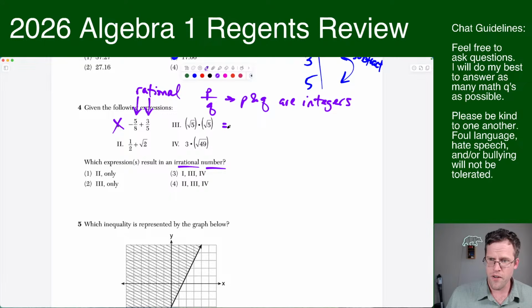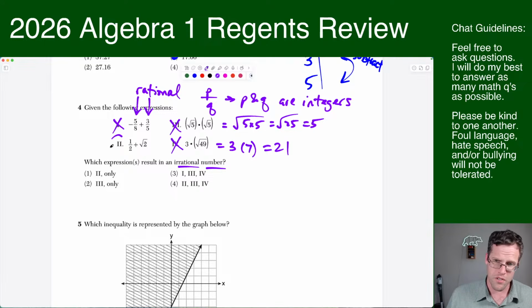This one, square root of 5 times square root of 5, would be the square root of 5 times 5. And the square root of 25 is equal to 5, which is a whole number, so it is rational. This is equal to 3 times the square root of 49, which is 7, so that makes 21. Rational. So it's really just 2 only. A rational plus an irrational is irrational. So Roman numeral 2 only.